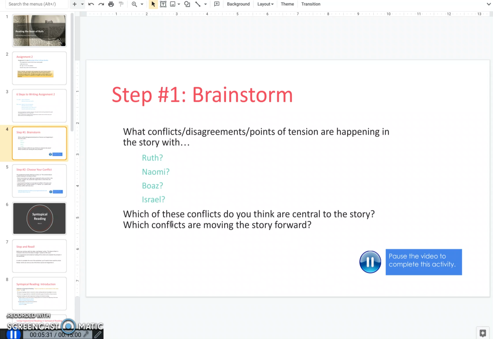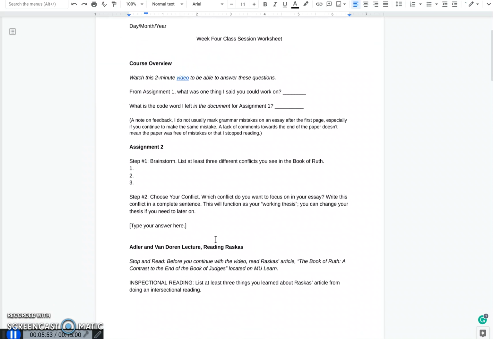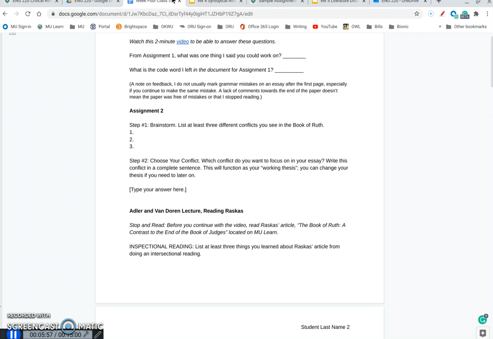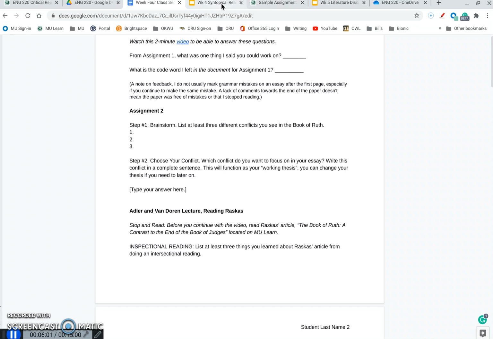Go ahead and take a few minutes and think about this. Which of these conflicts do you think are central to the story, and which conflicts are moving the story forward? It's not just a little temporary conflict, but a conflict that's key to understanding the central point of this story. You're going to give me some of these conflicts in your worksheet, so I want you to brainstorm for a little bit. Go ahead, pause the video, complete this section, and then come back when you're done.